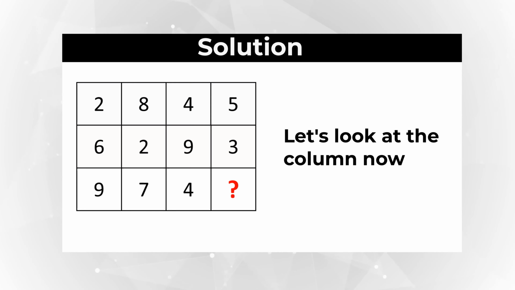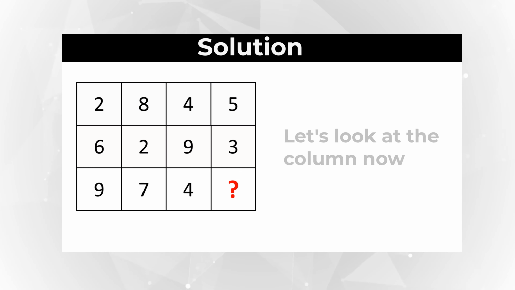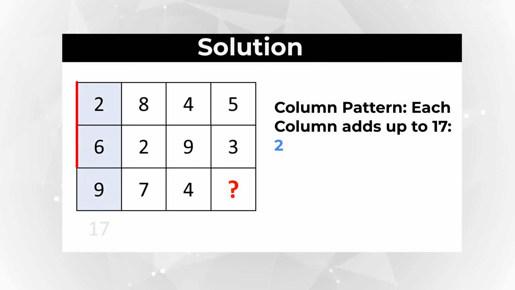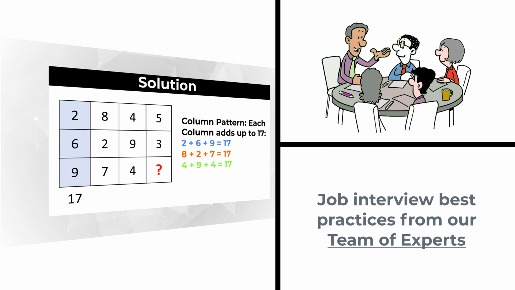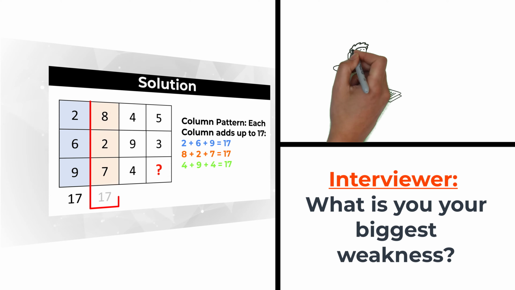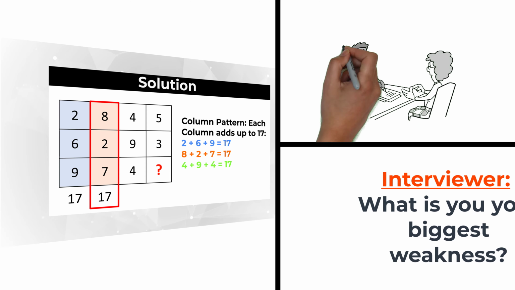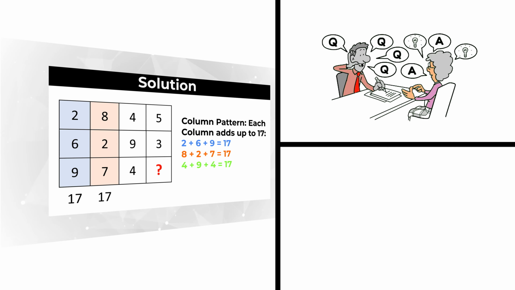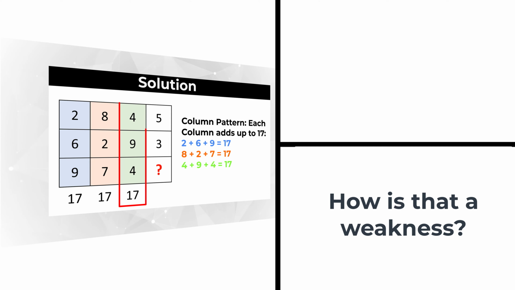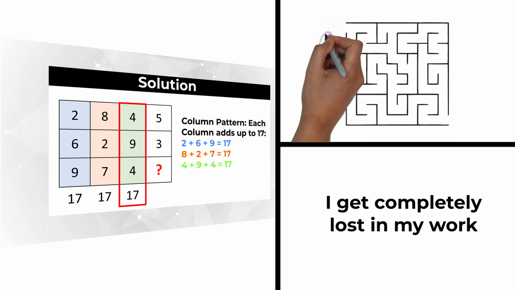Let's check the columns. The first column has values 2 plus 6 plus 9. Sum of those equals 17. Let's look at the second column. 8 plus 2 plus 7 also equals 17. I think we're getting somewhere. And then the third column is 4 plus 9 plus 4 also equals 17.